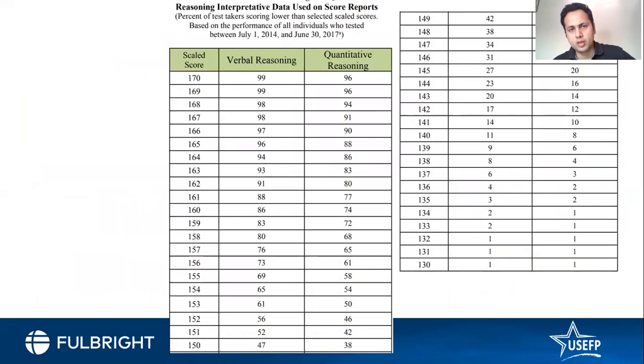This is how the scale compares to the percentile. If you look at the bottom left side, a 153 score means that in verbal you have 61 percentile, and in quantitative reasoning you have a 50 percentile. So 153 means that in mathematics you will be better than 50% of people, and 61% for verbal. But if you see the score of 151, in verbal you would be better than 52% of people. So make sure your score is as high as possible, but at least ensure that it is above the mean.